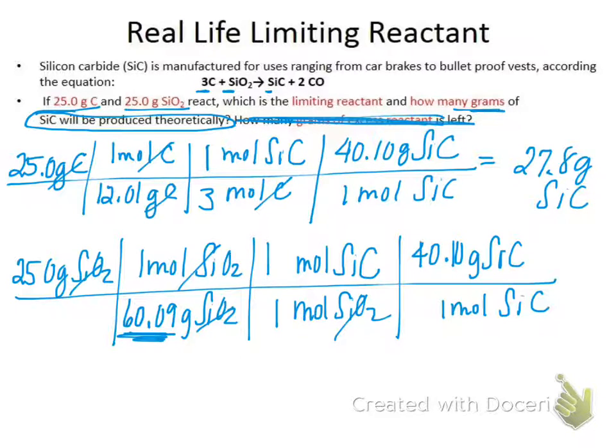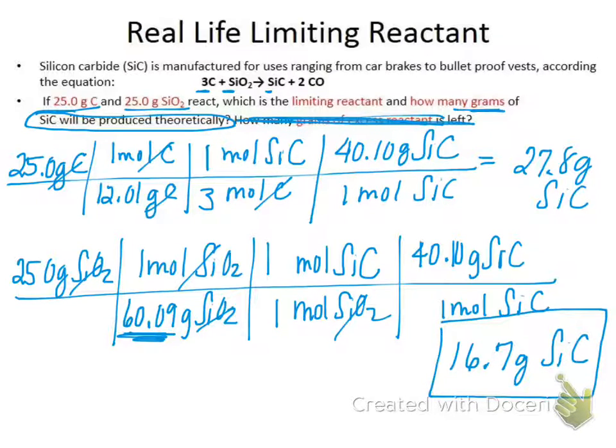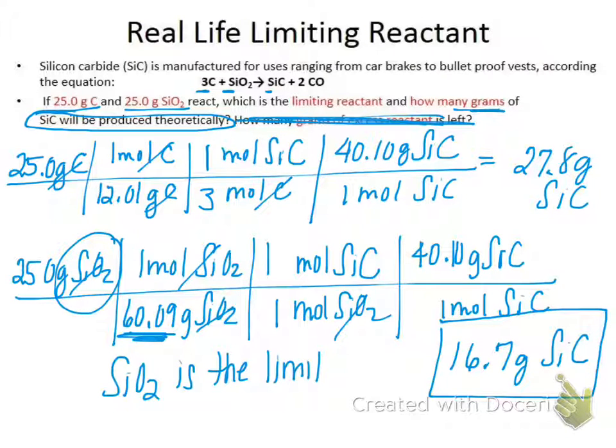All right, so I do that math, multiplying the top, dividing by the bottom, and I get that my answer is 16.7 grams of silicon carbide. That is definitely smaller, so that is actually my answer. So that's the one I box. Do not box both answers, okay? Box the smallest one. Whatever gave us the smallest one is our limiting reactant. So silicon dioxide is the limiting reactant, and that's because I will run out of that first and I can't keep making product.